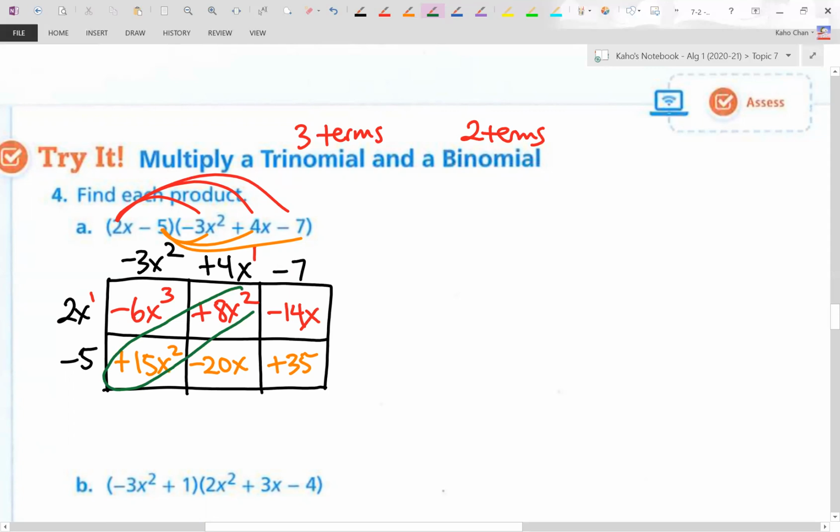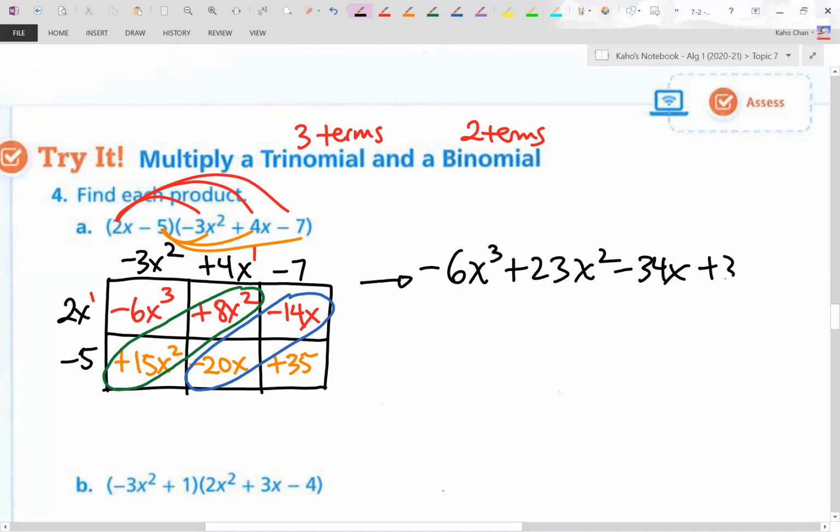Oh, look, x squares can be combined together. Oh, look, x's can be combined together. So those 2 pairs can be combined together, giving you a final answer. And I like to put it in descending order, the highest power first. Teachers love that. The second term are the x squares. I have 15 plus 8 is 23. Nice. The third term, negative 20 minus 14 is negative 34x. And the last term, of course, is 35.